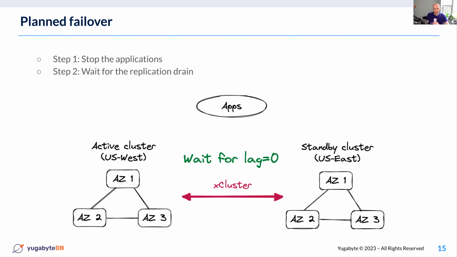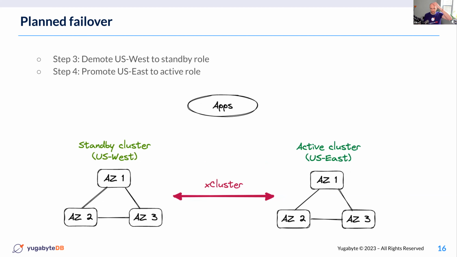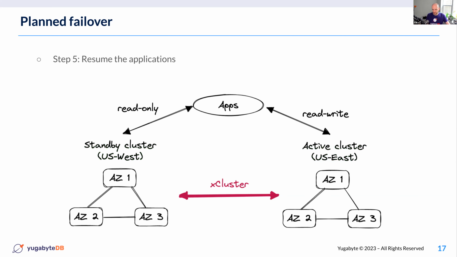Right. So this way we make sure that the data in the active cluster and the standby cluster are the same, right? And once you get to that state, you can do the actual failover and switch the roles. So you demote the currently active cluster, which is US West in this example, to the standby cluster, and you do the opposite on US East. So you make it the new active cluster, after which you can resume the applications. But now US West accepts only read-only workloads, while US East accepts read-write workloads. So this is the exact same setup, but it's reversed now, right? The cluster on the right is the active one. The cluster on the left is the standby.